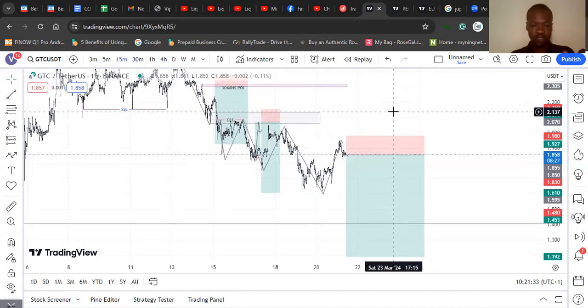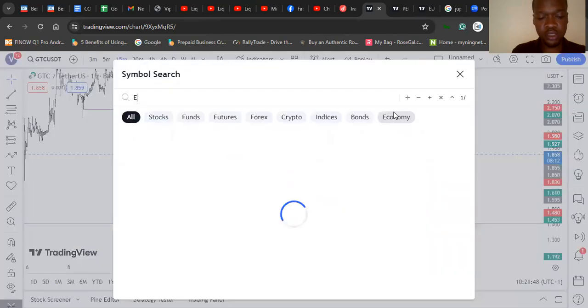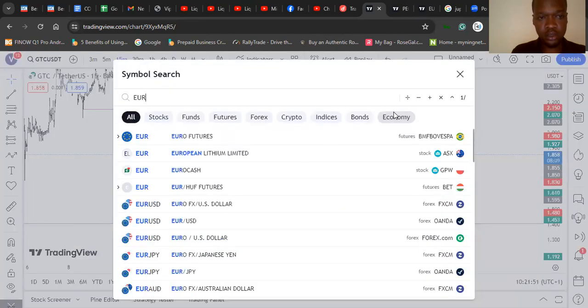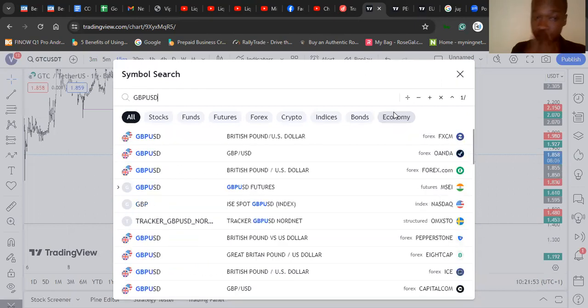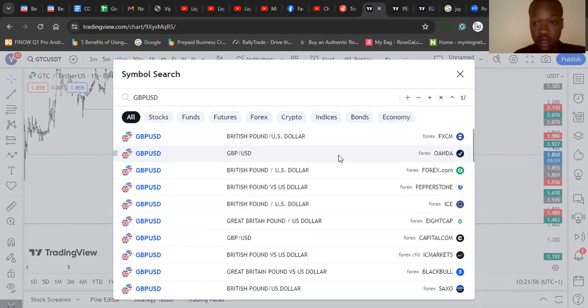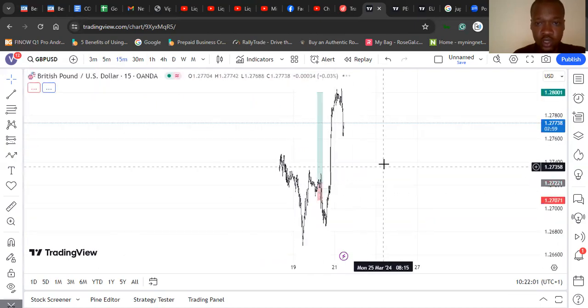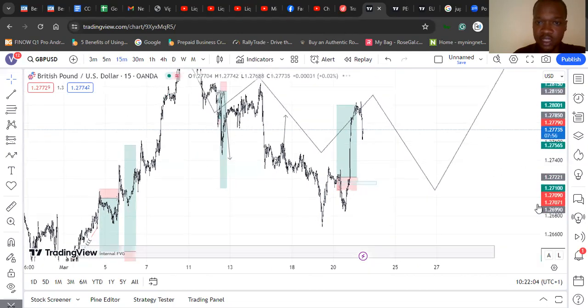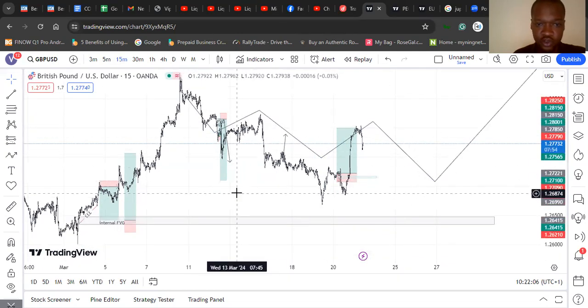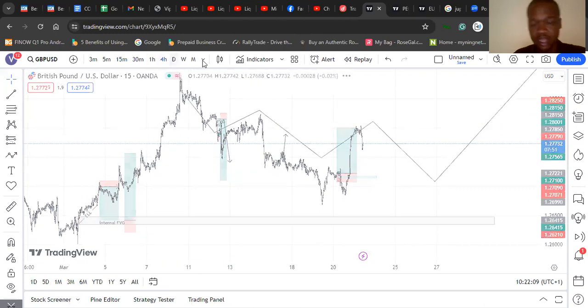Now, this is on cryptocurrency. Let's go down to currency pairs, that's Forex. So what pair should we use? EUR/USD, right? Okay, let me use GBP/USD. GBP/USD and EUR/USD correlate very well. So now this is the same thing for GBP/USD on the higher time frame.